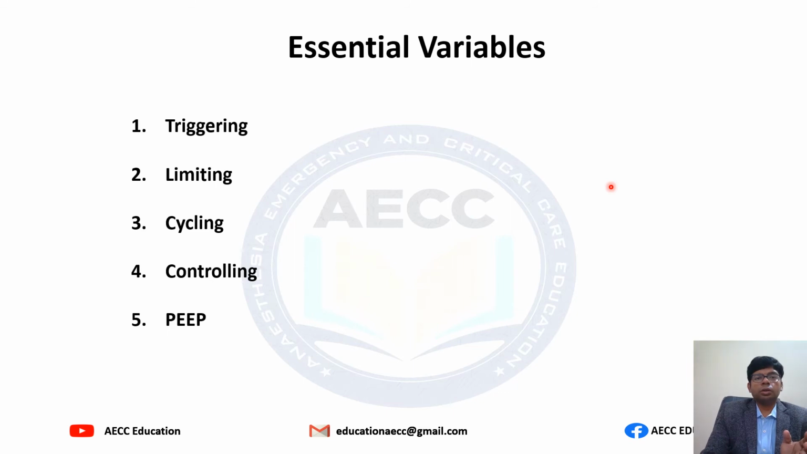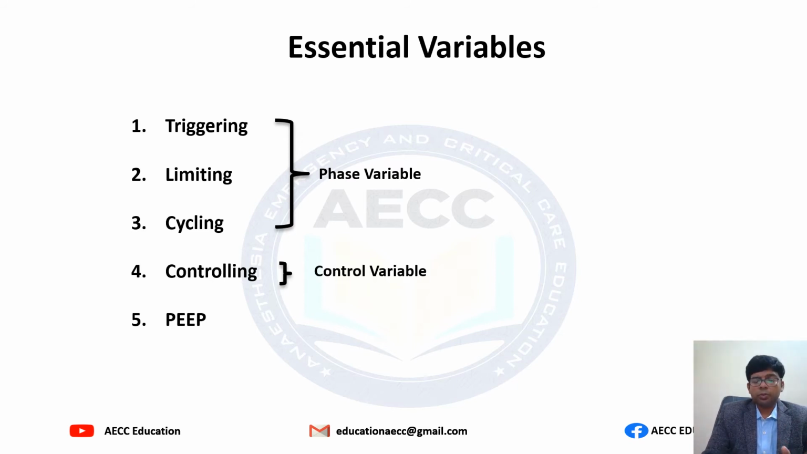Now, at first we will discuss the essential variables, mainly triggering, limiting, cycling. These are the phase variables. Then I will discuss the control variables, controlling, and the baseline variable, the PEEP. So these three, triggering, limiting and cycling, are the phase variables. Then control variables and then baseline variables.